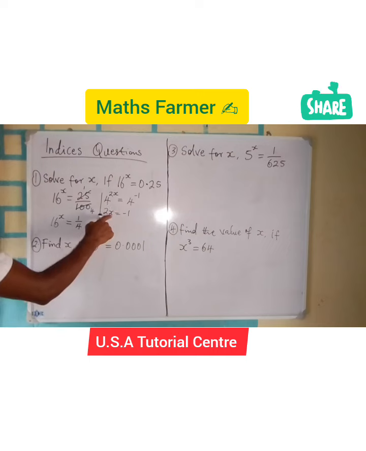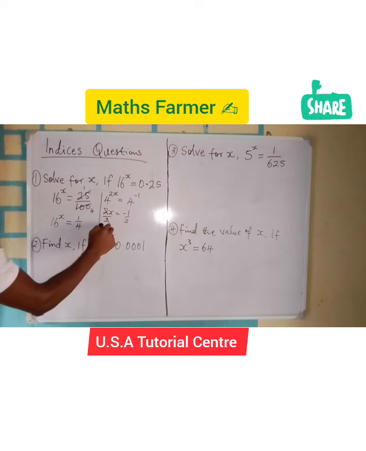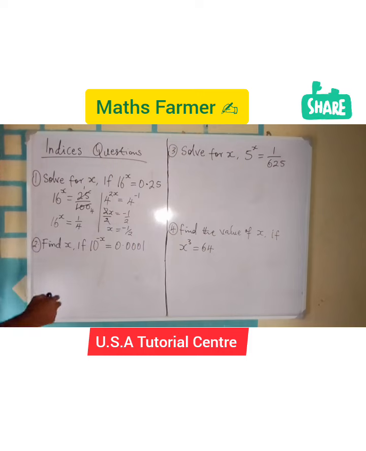So we're looking for x. We divide both sides by 2. Then the 2 cancels with this 2, leaving us with x. x is now equal to minus 1 over 2.